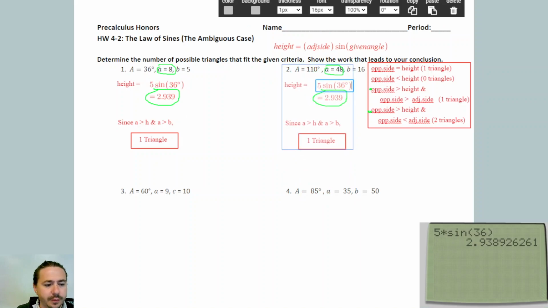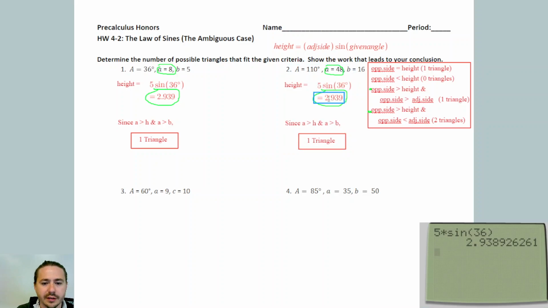All right, so the height in this case is going to be 16 times the sine of 110. And so we'll type that in. 16 times the sine of 110, and we get about 15.